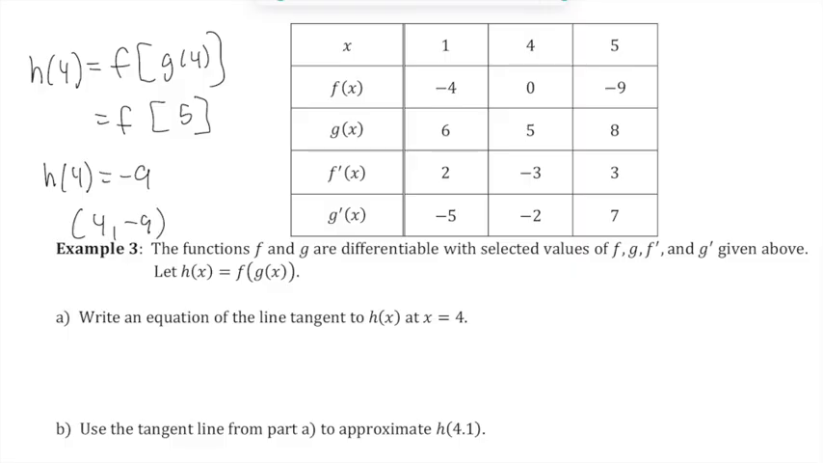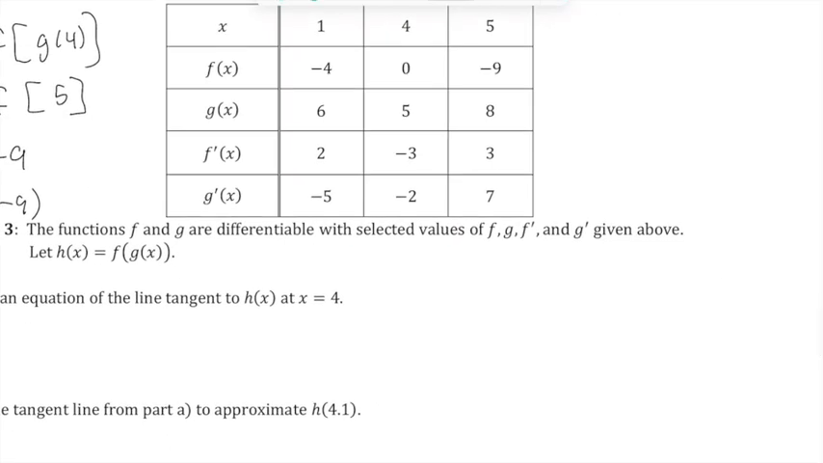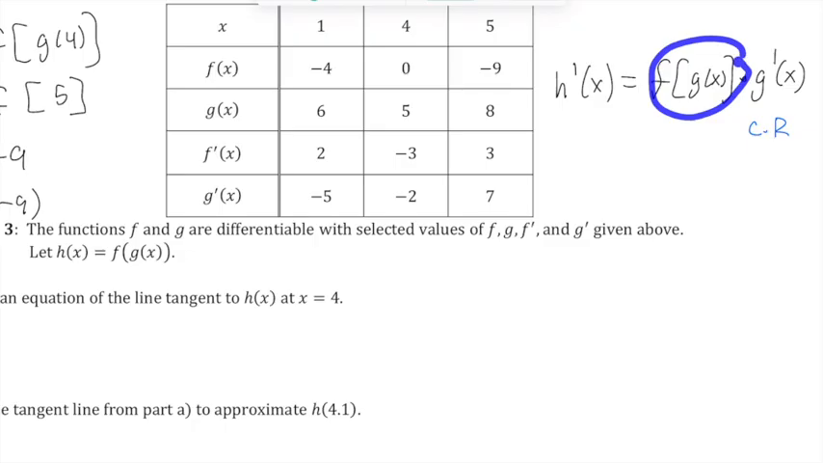We just have to find the derivative. If we take the derivative here, we have to do the chain rule. Remember, it's the derivative of the outside and then times the derivative of the inside. So the derivative of h, which is f of g of x, is f prime of g of x, and then again times the derivative of g for the chain rule.